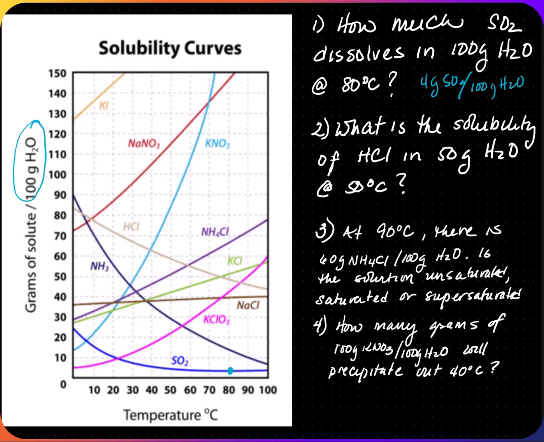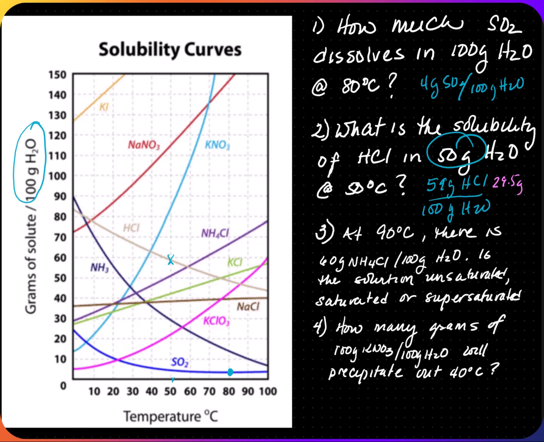What is the solubility in 50 grams of water at 50 degrees for HCl? So 50 degrees is right here. We're going to go up to HCl, which is approximately here. That is about 59 grams of HCl per 100 grams of water. Since they only wanted 50 grams, we need to divide this by 2. So 29.5 grams of HCl per 50 grams of water.